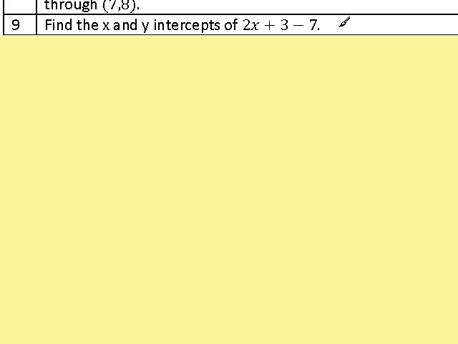Now we want to find the x and y intercepts of this line equation. All right, that's 2x plus 3, that should be 2x plus 3y equals 7. Let me correct that. 2x plus 3y equals 7. So let's remember that to find an x-intercept, we set y equal to 0. And to find a y-intercept, we set x equal to 0.